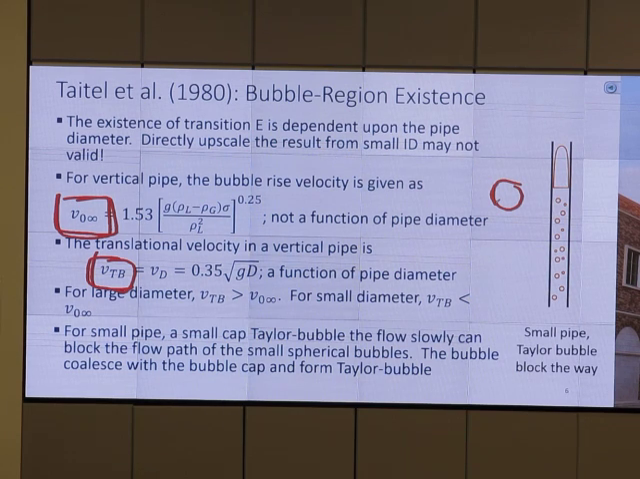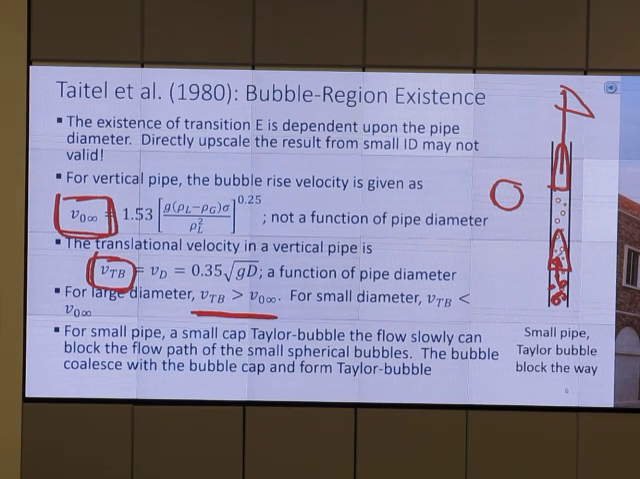If VTB is greater than V0 infinity, this means if we form a Taylor bubble, it will be gone and won't block the pipe. If VTB is small, the Taylor bubble will block the pipe because it moves slower than the bubble rise velocity. Any small bubble that forms here has the speed of the bubble rise velocity, so it will coalesce with the Taylor bubble and make the Taylor bubble become longer.